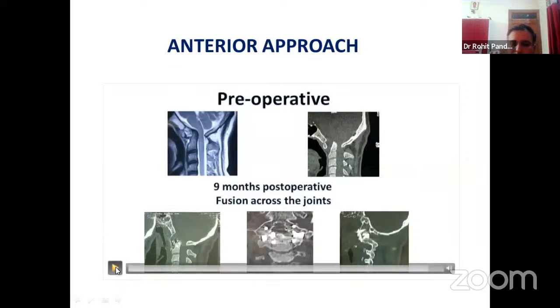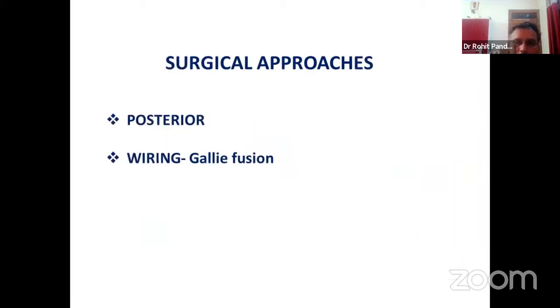So if you are able to perform this surgery, I mean, this technique, this is also a very good technique for the fixation of the C1-C2 joint, reduction of the basilar invagination, and dealing with the problems of atlantoaxial dislocation. So now I'll come to the posterior techniques in the surgical approaches.